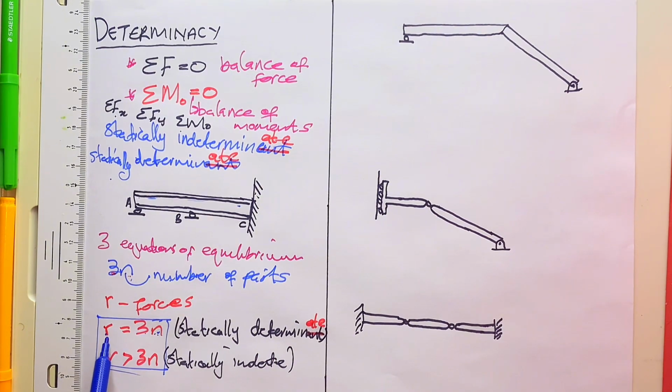Now, if the number of unknown forces is equal to the number of equations, then your structure is statically determinate. But if there are more unknowns than the equations, then your structure is statically indeterminate.